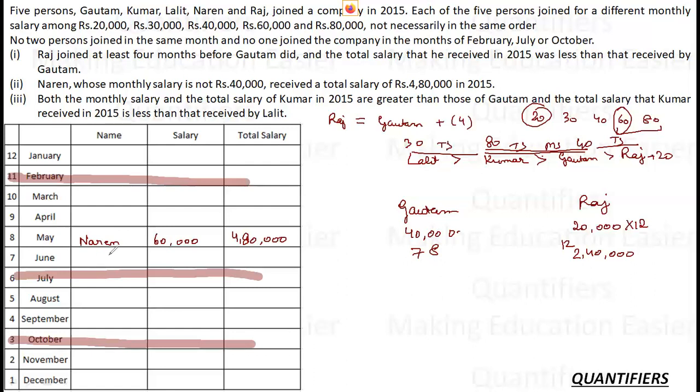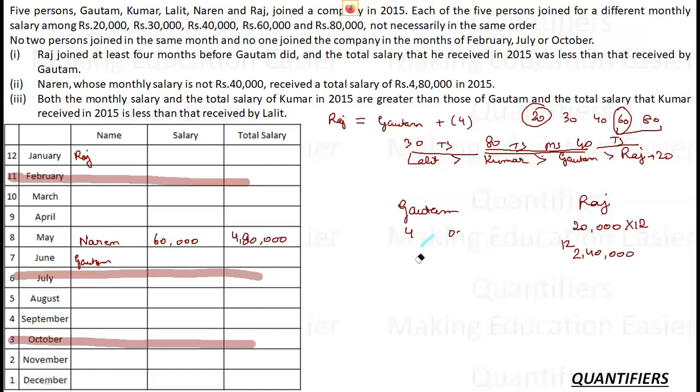Can I say 8 is also not possible? Why? Because 8 is already being occupied by Naren. Naren is already working for 8 months. So there is only one possibility in this case, that Gautam is working for 7 months, meaning Gautam is joining in June and Raj is joining in January. Okay, so this is one possible case if I am making Raj work for 12 months.